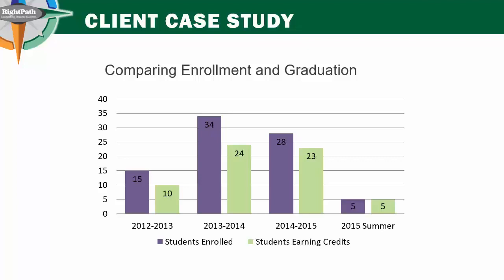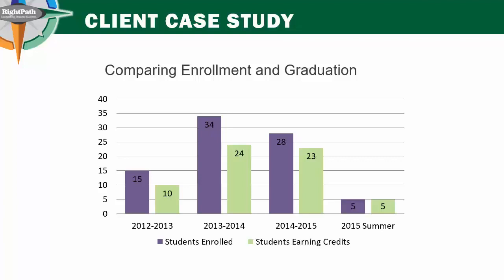So as you can see, we have 3 years of data for this particular program, and you can see the enrollment listed in purple for each year, as well as the green for the students who have earned their credits. And because this is a program that targets seniors, each student who earned credits were able to graduate with their peers.